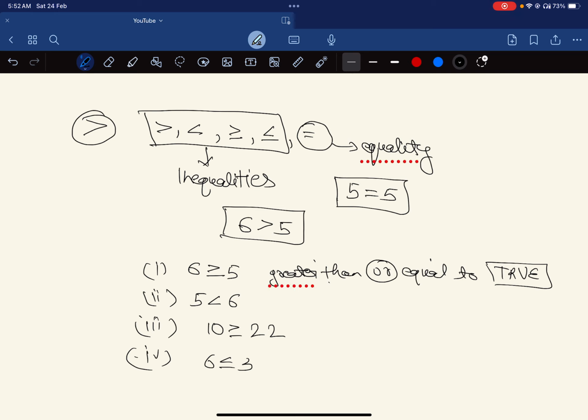5 is less than 6. True. 10 is greater than or equal to 22. Both are wrong. Neither 10 is greater than 22 nor is it equal to 22. So it is a false statement. 6 less than or equal to 3. It is again a false statement.